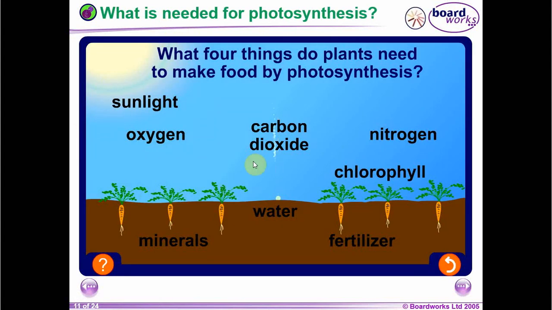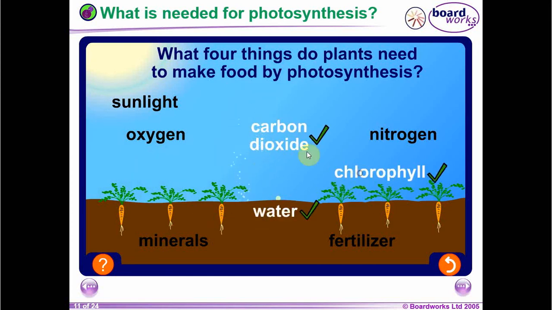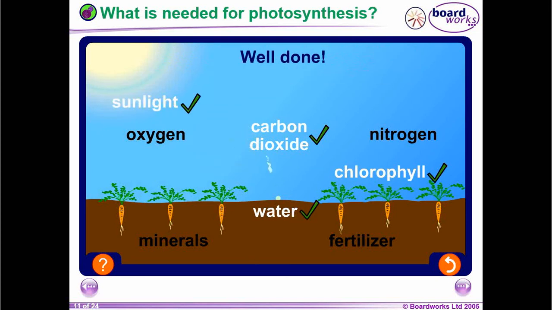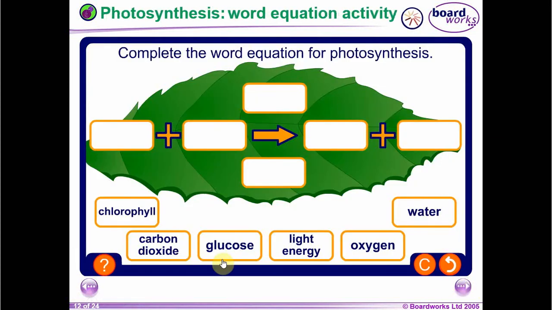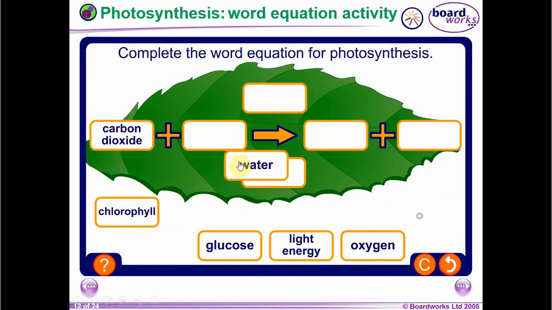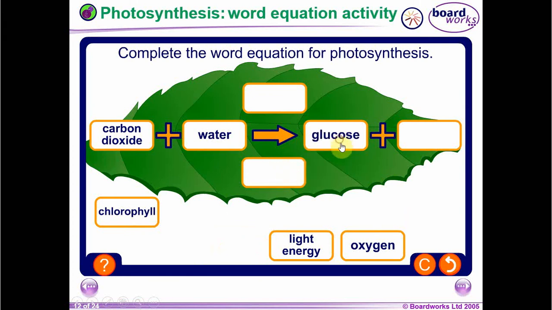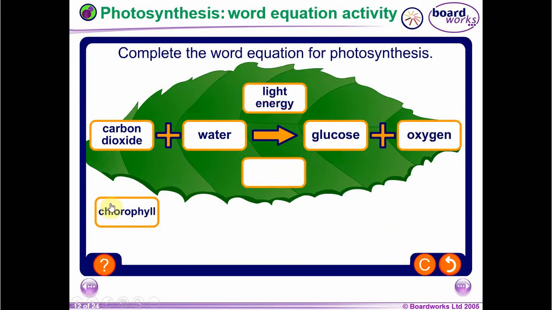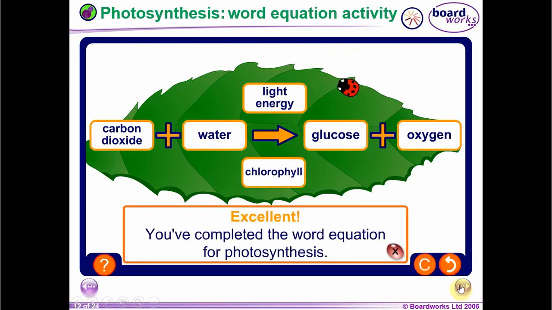so let's check what are the four things that the plant needs for photosynthesis. I need carbon dioxide, water, chlorophyll, and sunlight. Okay. Can we write the equation together? Yes, simply carbon dioxide plus water gives food and oxygen, and I need light energy and the chlorophyll inside the chloroplast. This is correct. Thank you.